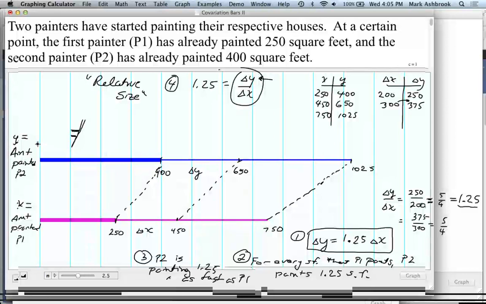Because if they changed the same, if they had started at 0, their amounts would have to be proportional. If they change the same amount, and they both start at the same time, they have to be proportional. Okay, so for time's sake, I'm just going to fast forward here.